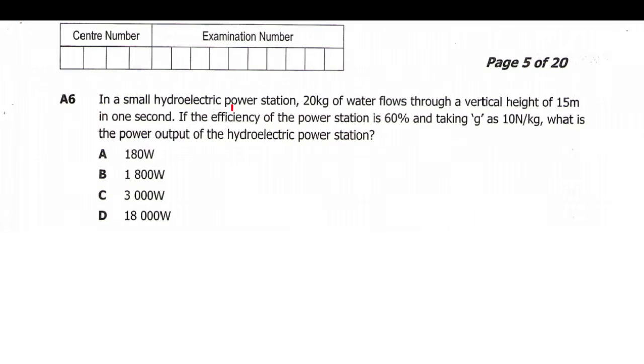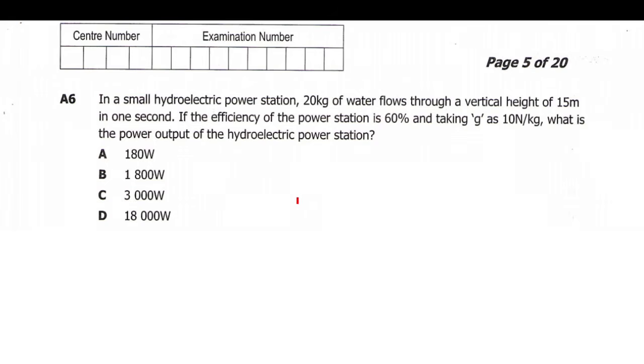A small hydroelectric power station. In a small hydroelectric power station, 20 kg of water flows through a vertical height of 15 meters in 1 second. If the efficiency of the power station is 60% and taking G as 10 Newton per kilogram, what is the power output of the hydroelectric power station?